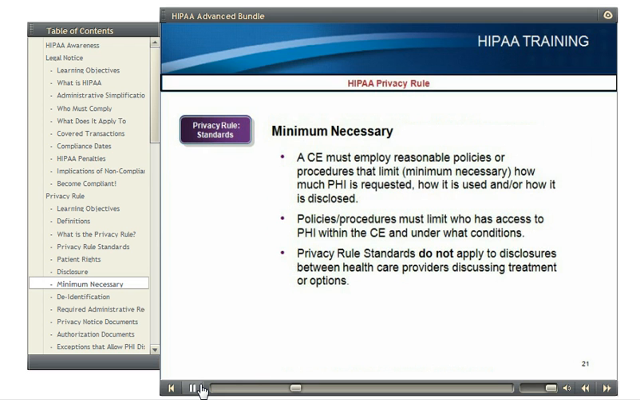Minimum necessary. A CE must employ reasonable policies or procedures that limit how much PHI is requested, how it is used, and/or how it is disclosed. Policies and procedures must limit who has access to PHI within the CE and under what conditions. Privacy rule standards do not apply to disclosures between healthcare providers discussing treatment or options.